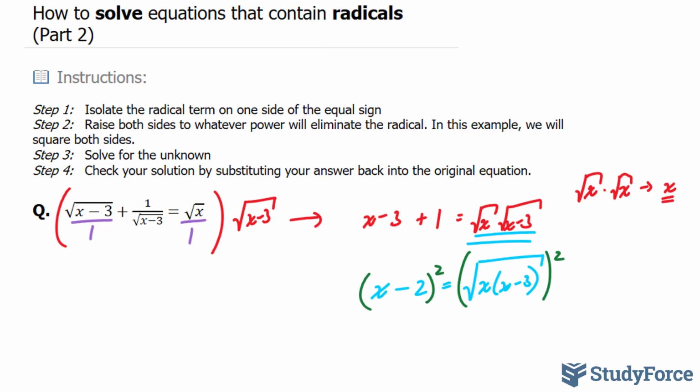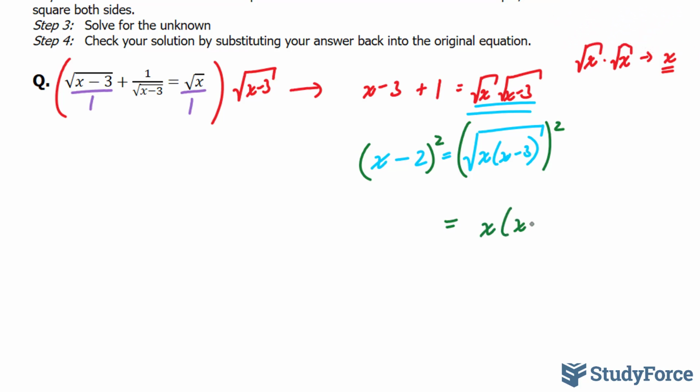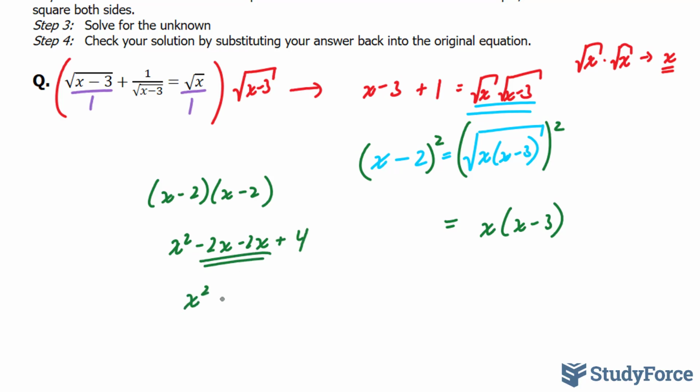And what happens when I do that is this radical symbol goes away. You simply end up with x bracket x minus 3, and on this side you now have a binomial times a binomial, where you have to expand using the distributive law. Let's do that on the side. X times x is x squared. X times negative 2 is negative 2x, negative 2x plus 4. Combining these, I end up with x squared minus 4x plus 4. Let's take this and place it right here where it belongs.